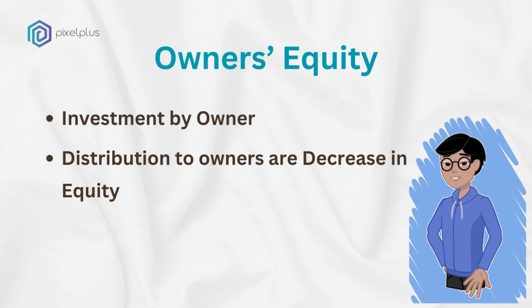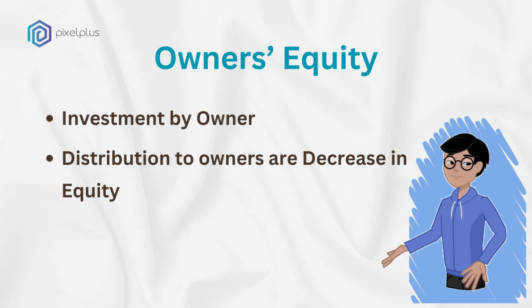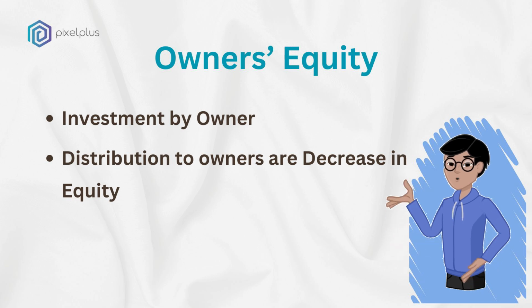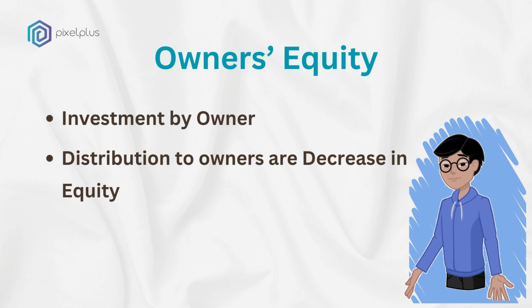And then there is a corporation. Corporation equity is divided into common stock or preferred stock and retained earnings. And with the combination of these three things, we will get the corporation equity.